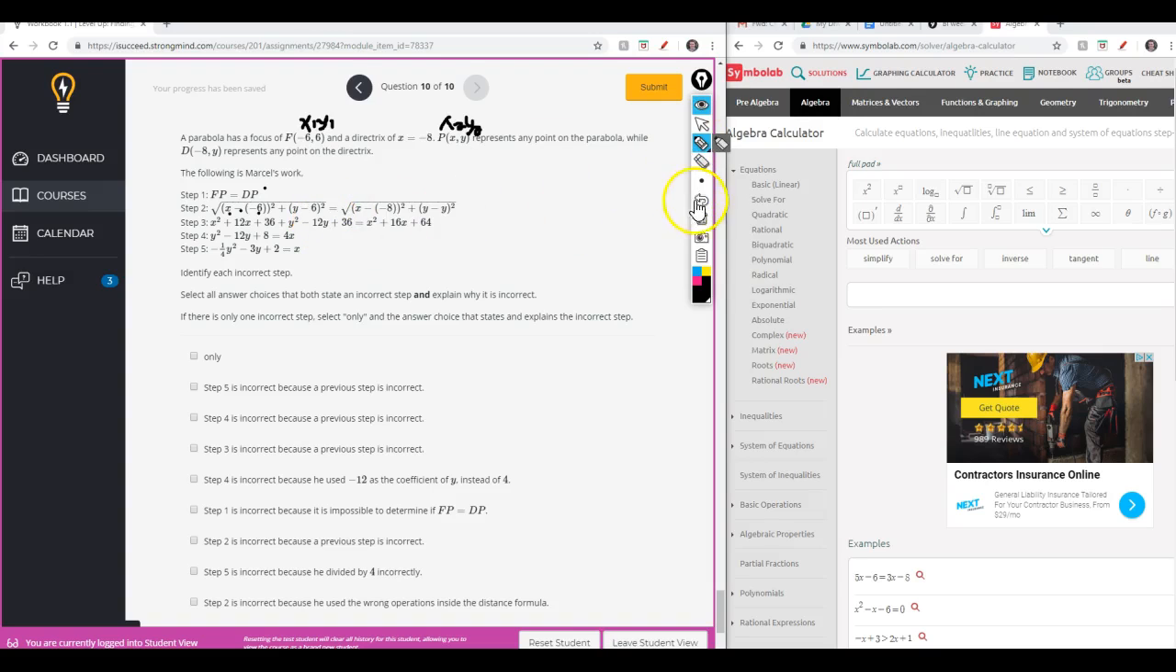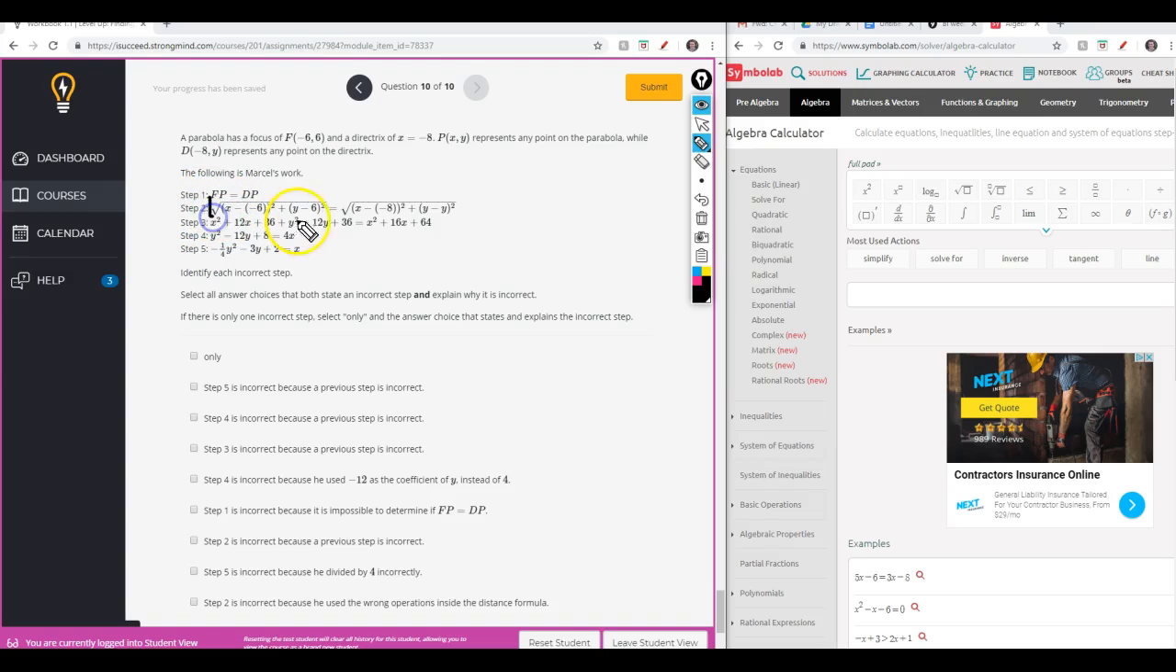So far so good. Then when we come up here, they have our directrix point as x1, y1 now, and our point on the parabola is again x2, y2. So we would have x2, which is x, minus our x1, which is negative 8, plus our y2, which was y, minus our y1, which was also y. So step 2 is correct. They correctly substituted into the distance formula, and so now we're going to check that step 3 is correct.